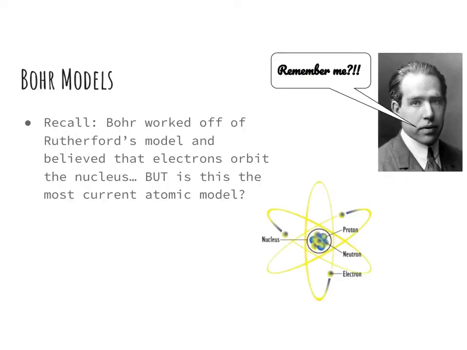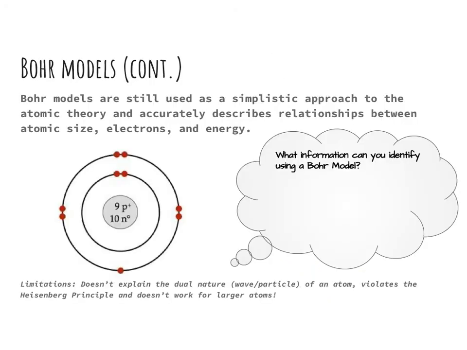All right, so the models that we've seen today are actually called Bohr models. If you can recall from learning about the history of the atomic model, Bohr worked off of Rutherford's idea that the atom is mostly empty space and that it has this dense positive charge in the middle. Bohr also believed that these electrons are actually orbiting around the nucleus. But was this the most current atomic model? Okay, if you were thinking no, this is not the most current atomic model, you are correct.